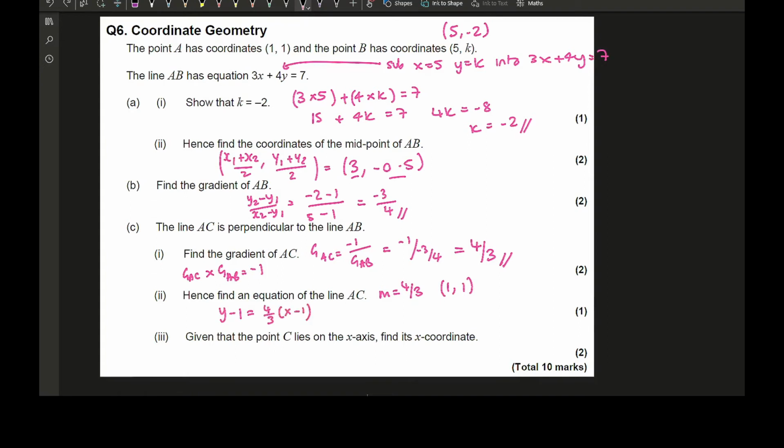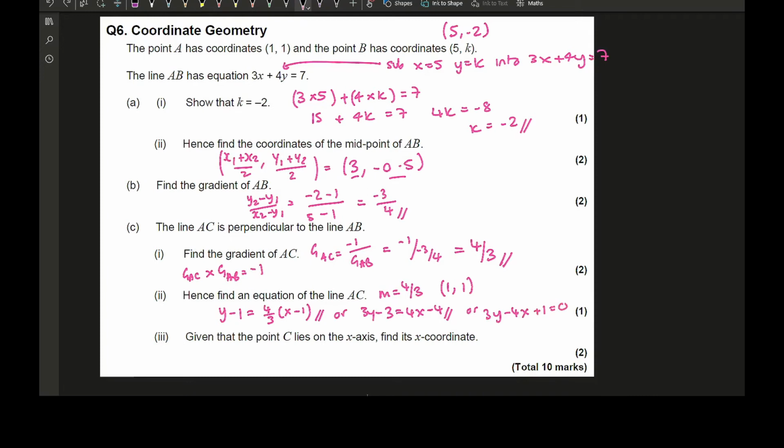Now it doesn't ask us to write the equation in any shape or form, so we can leave it as this, or you could write your final equation by multiplying by 3, expanding the brackets and taking the 3y over to the other side. So I have 3y minus 3 equals 4x minus 4, or you could have 3y minus 4x plus 1 equals 0. So anything along those forms is going to be absolutely fine.